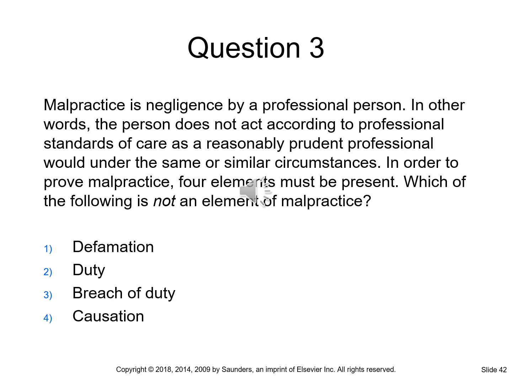So the answer here is 1, defamation. Remember, I told you the 4 elements were you needed to have a duty, you needed to show a breach of that duty, you needed to show injury, and then you needed to show causation or proximate cause, because of what you did, this injury occurred.